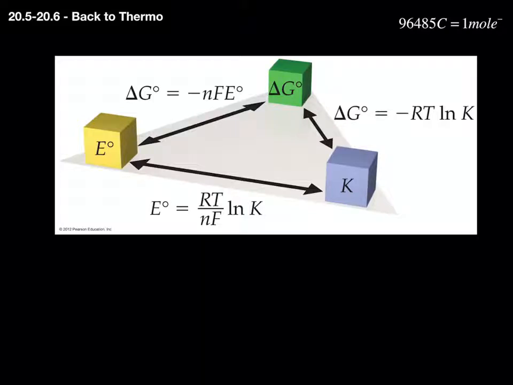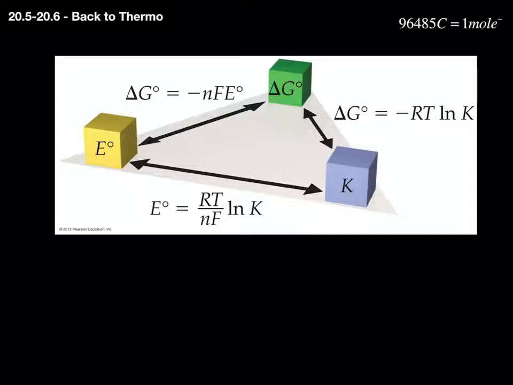Hello AP Chemistry and welcome to 20.5 and 20.6, where we take what we've just talked about for galvanic and voltaic cells and we tie it back to thermochemistry principles and equilibrium principles, right? Which again, chapter 20 is great because we get to throw back all this stuff, right?